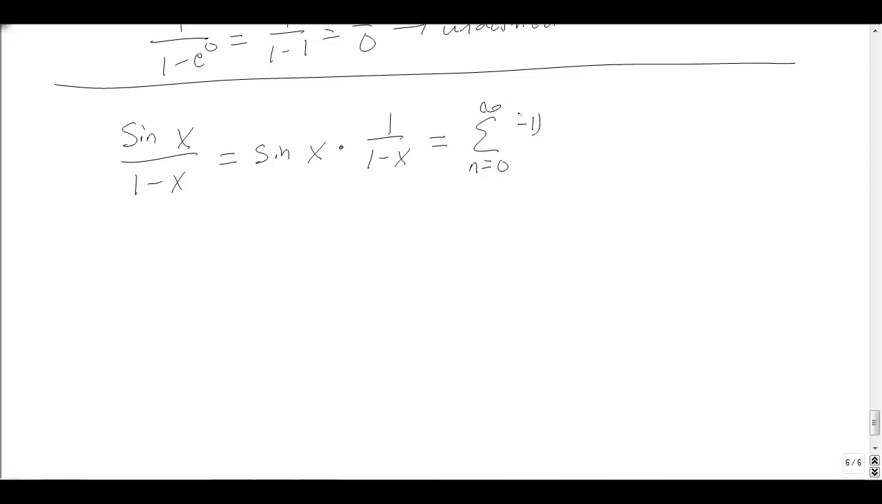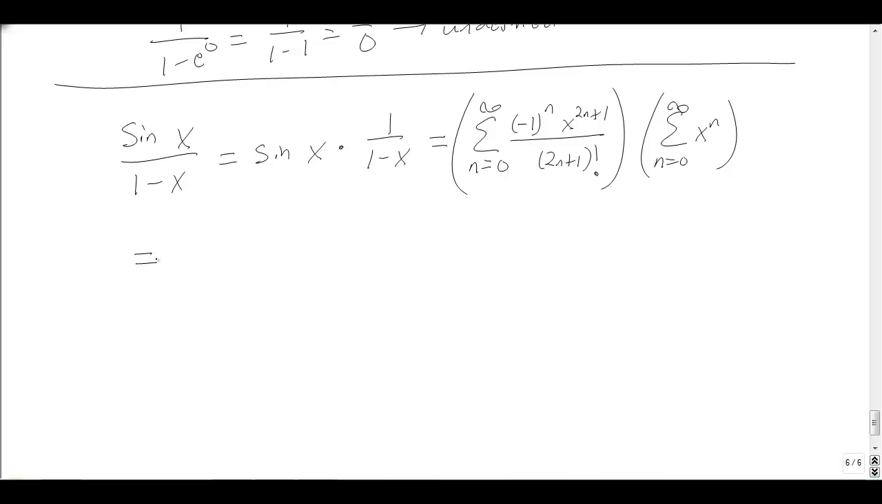This is negative 1 to the n, x to the 2n plus 1. Sine is odd, so I get odd things inside here, 2n plus 1 factorial. And then the series for 1 over 1 minus x is just x to the n.